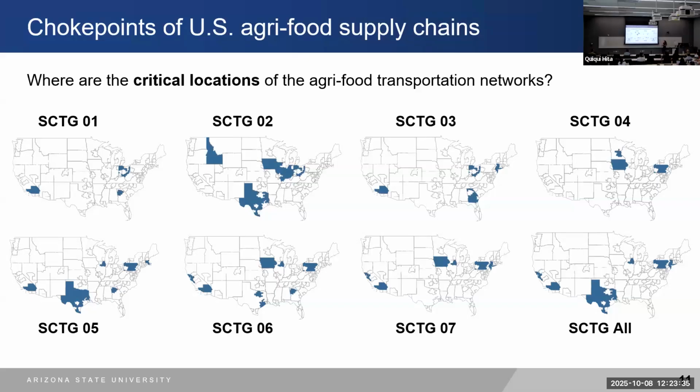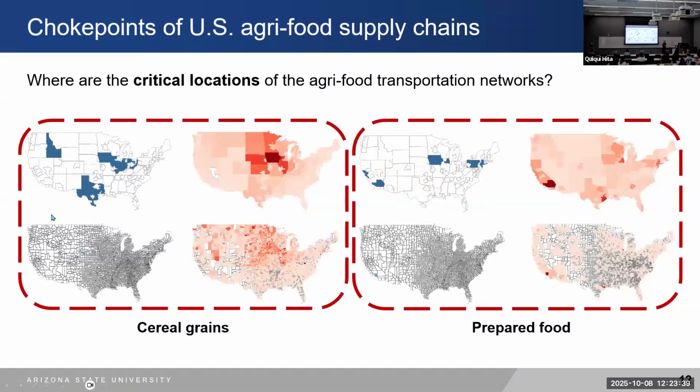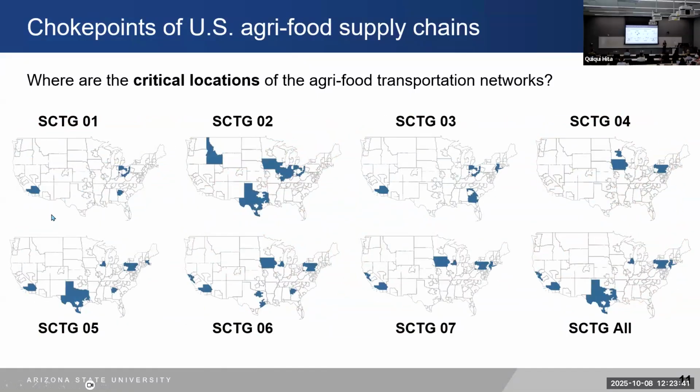So as you can see, choke points differ a lot by what type of food you are talking about, right? Because different regions are specialized in generating the supply for that good. So where the food originates changes where the most critical distribution hub will be for that food to be distributed within the entire nation.